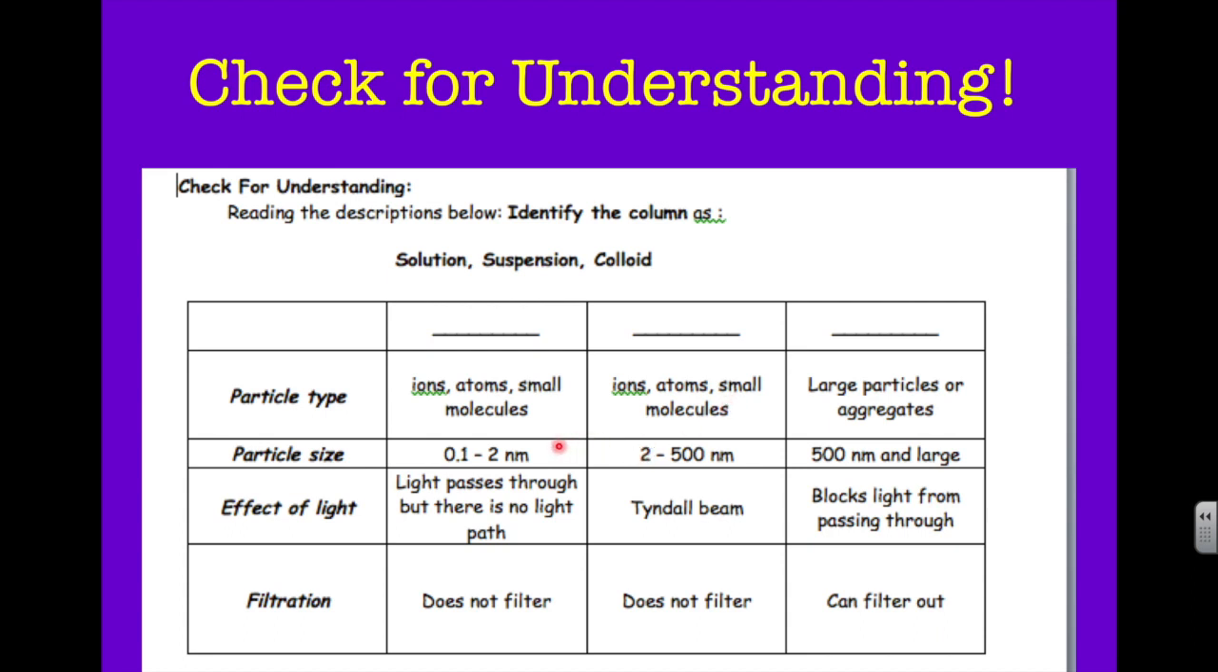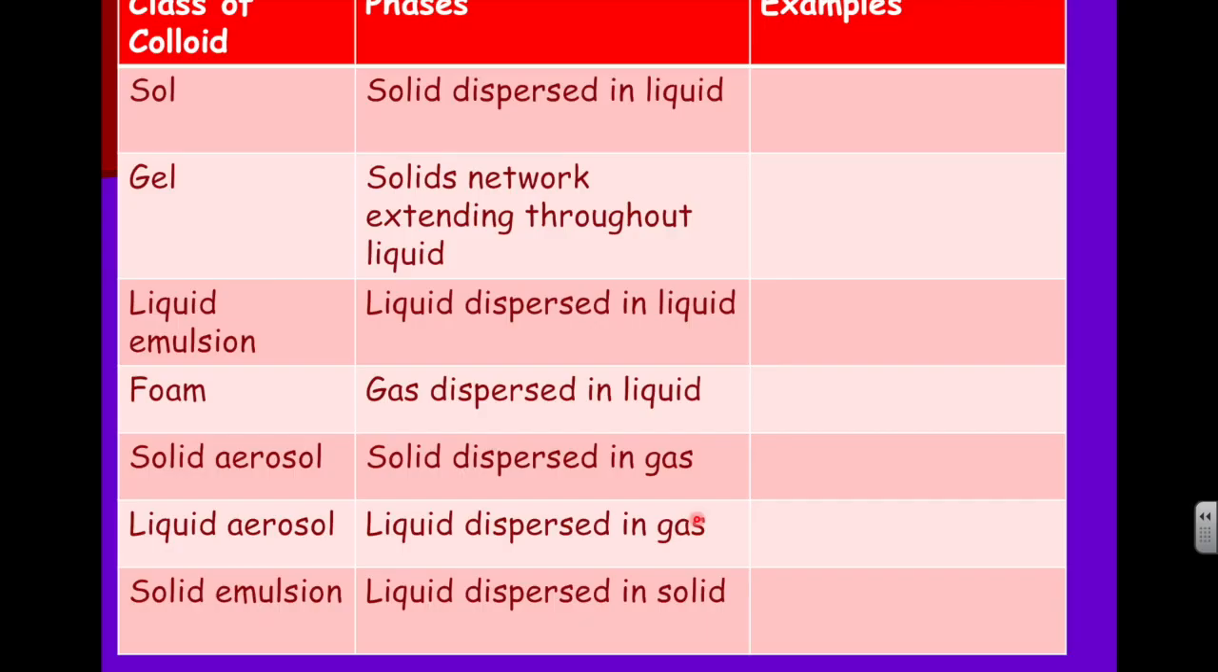Just to check for understanding, which particle type has the smallest one? That would be the solutions. And then which one has the largest one? That would be the suspensions, right? Because we can filter those out, and it blocks light. Now the one that's in the middle is called the colloid, okay? Now that has a Tyndall beam effect.